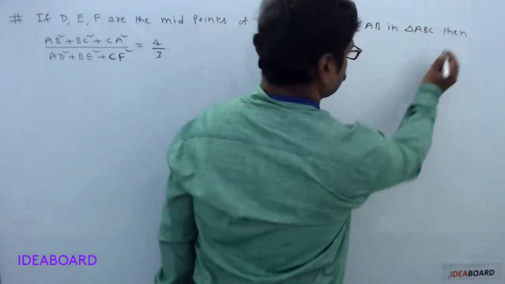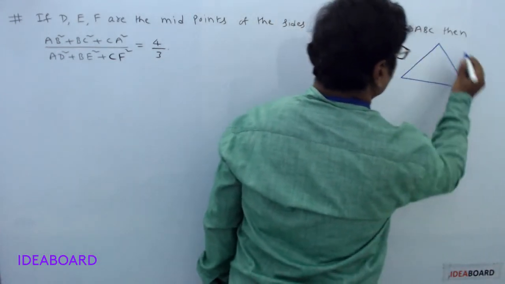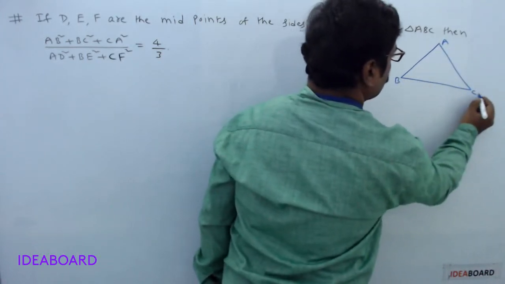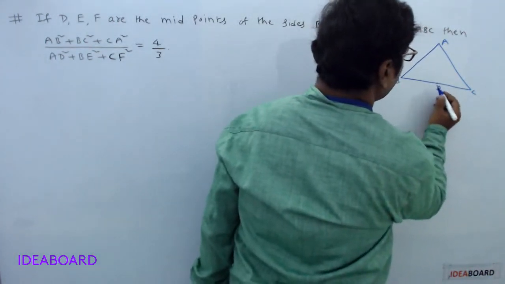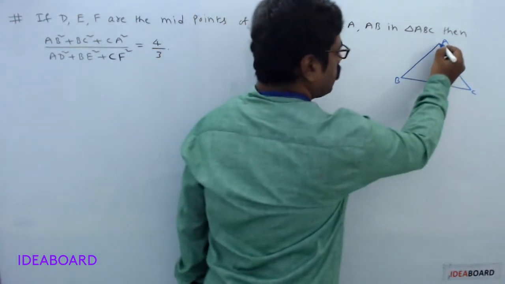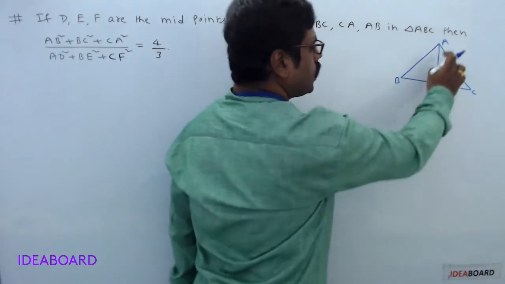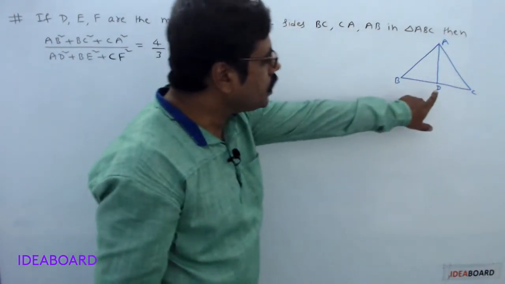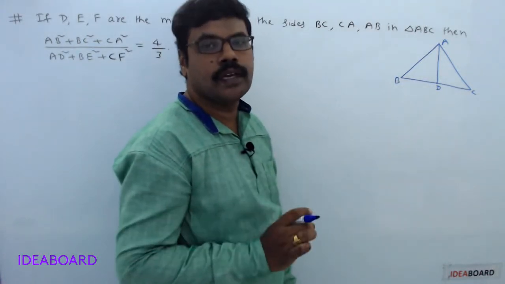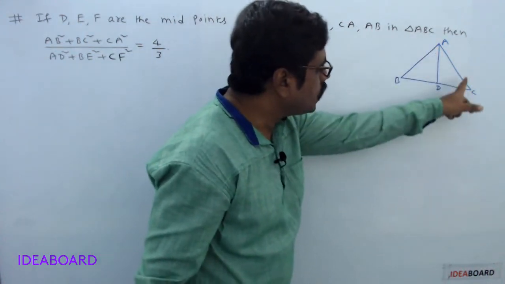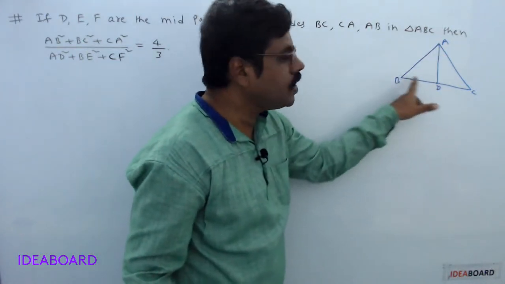First take a triangle. A, B, C are the vertices of the triangle. Suppose D is the midpoint of the side BC. If you join the points A and D, it is the median passing through the vertex A. If D is the midpoint of the side BC, then from Apollonius theorem, AB square plus AC square can be taken as 2 into (AD square plus BD square).